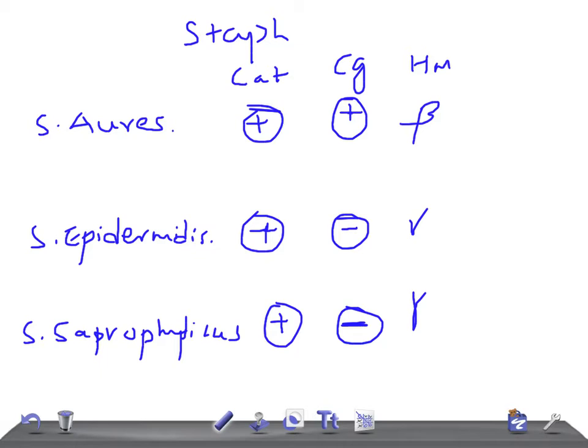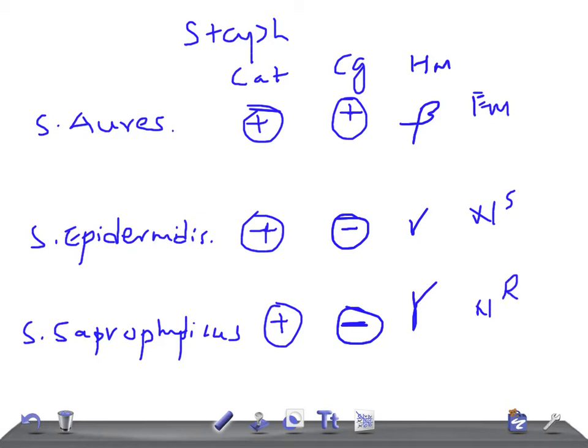Tell me one feature of the staph aureus regarding the mannitol. Ferments mannitol, right? Ferments mannitol. Okay. Staph epidermidis, ferments or not? I'm not talking about fermentation. Tell me some other important feature of staph epidermidis. Novobiocin sensitivity or resistance. It's sensitive. Remember, it's a biofilm producer. Saprophyticus, novobiocin sensitivity or resistance? It's resistant. Okay, right?